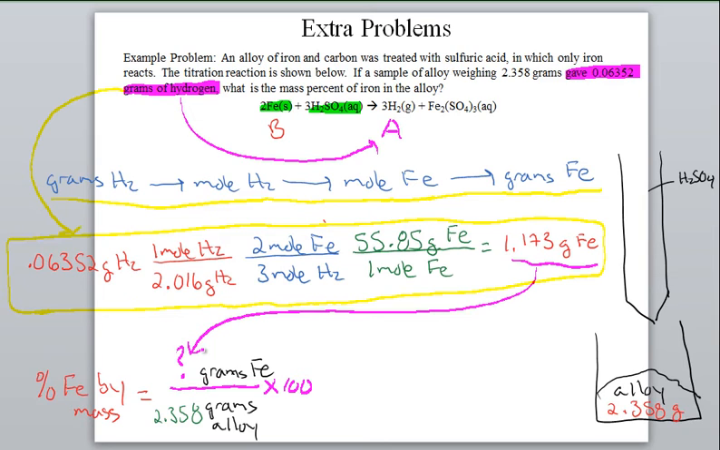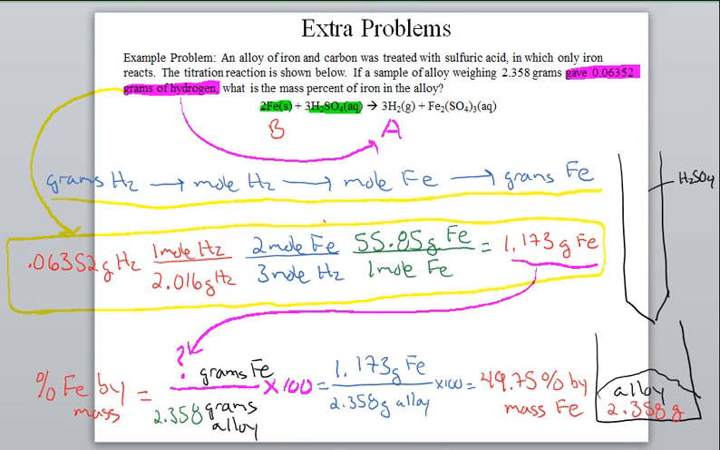The number makes sense. The grams of iron is less than the grams of alloy, so we probably did everything correctly. We did do everything correctly. So the percent by mass was approximately 50% iron by mass. You could have written it 49.75% W over W or 49.75% by mass iron. But there's our final answer.